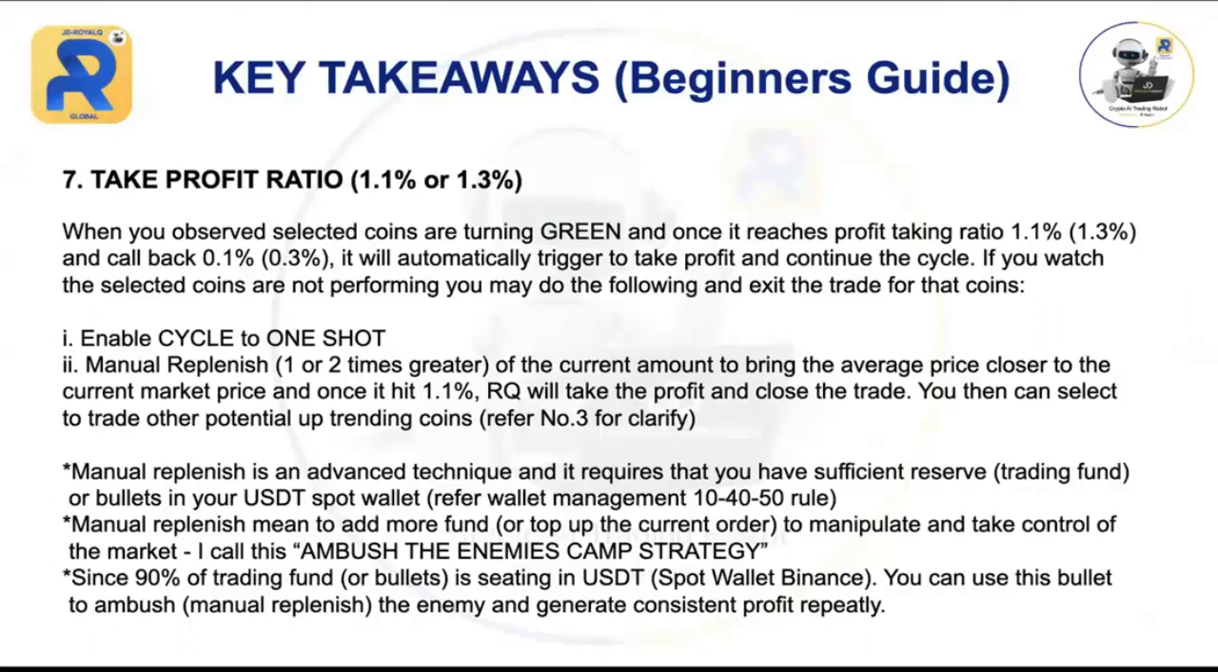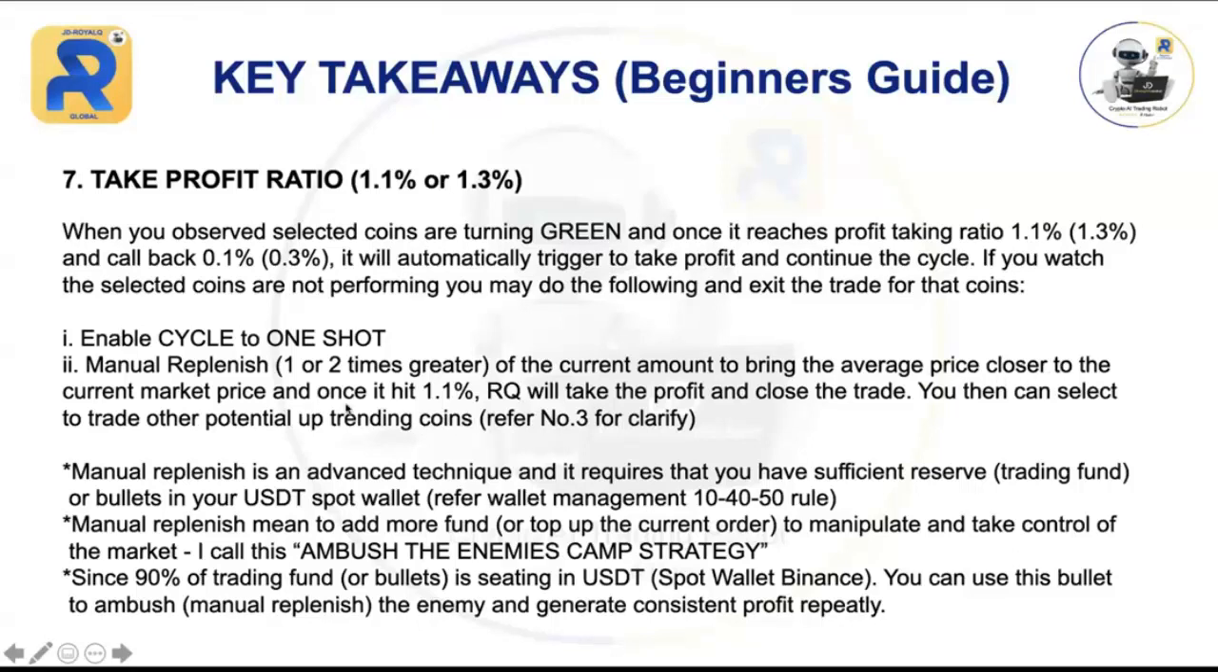Now, if you watch the selected coins are not performing, you may do the following to exit the trade for that coin. What you can do, you can enable cycle to one shot. Okay, means after this cycle, you want to clear this trade. You no longer want to trade that pair any longer. So you put one shot. Now you can do manual replenishment 1 or 2 times greater than the existing current order amount to bring the average price closer to the current market price.